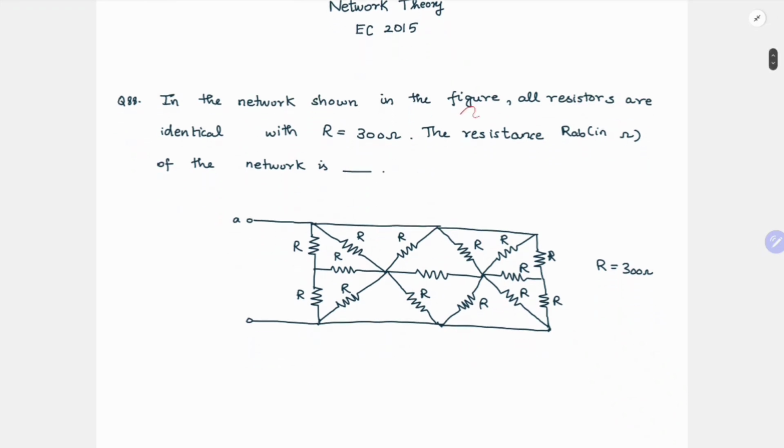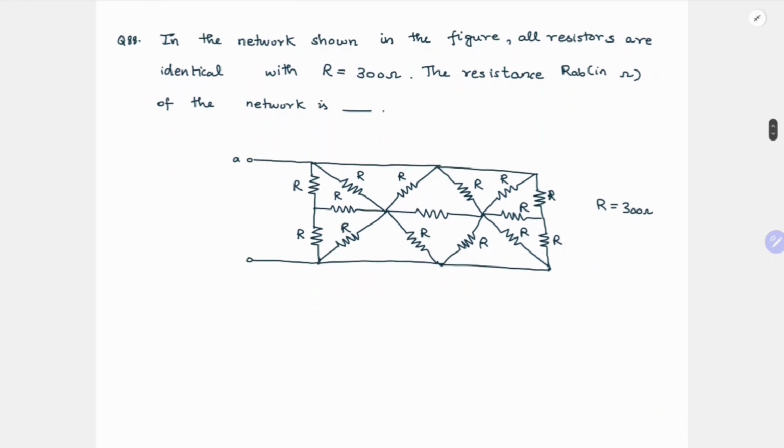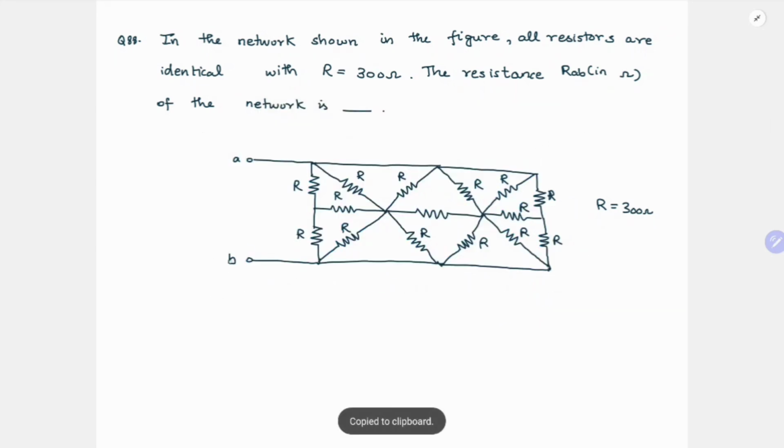In the network shown in the figure, all resistors are identical with R equal to 300 ohm. The resistance RAB in ohm of the network is dash. So this is the network and we need to solve this. So this is node B.